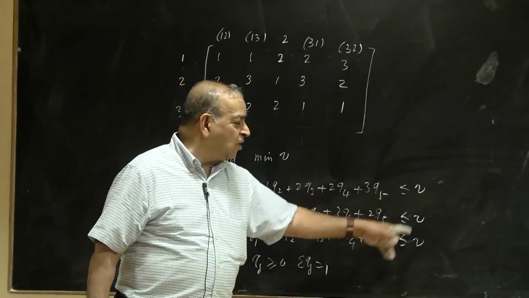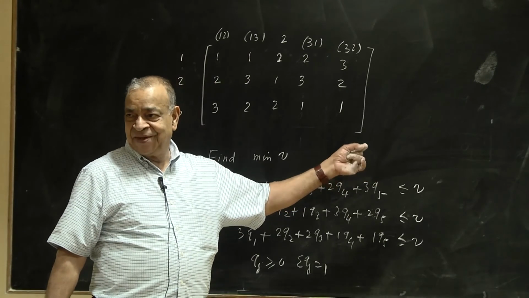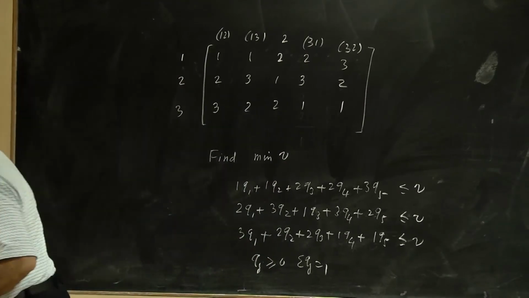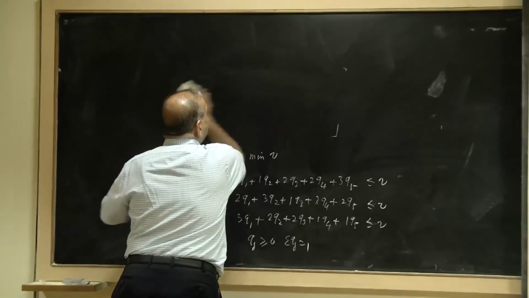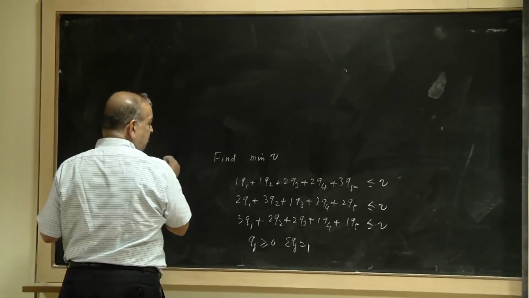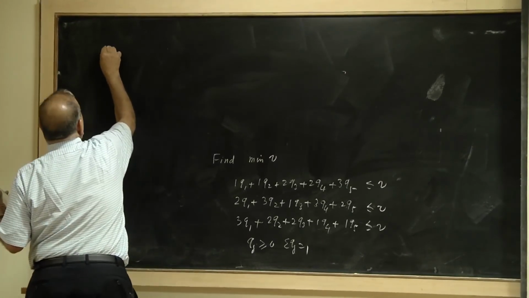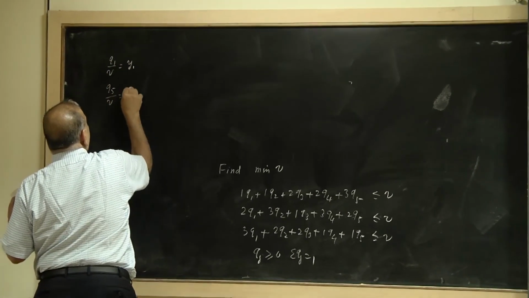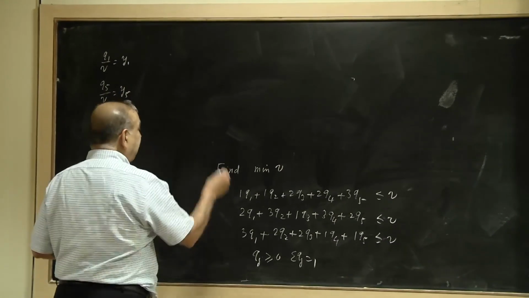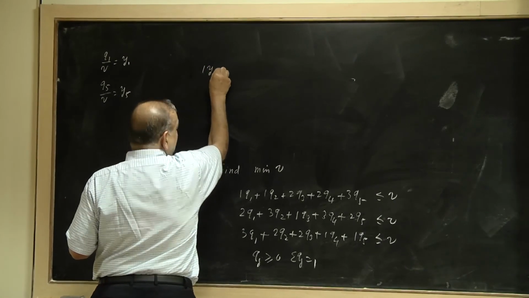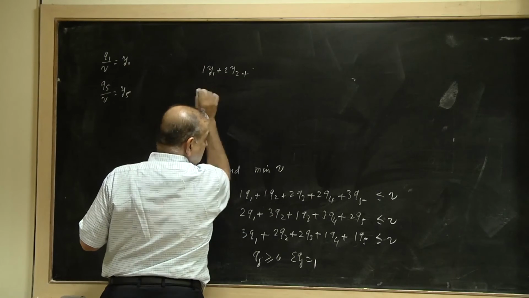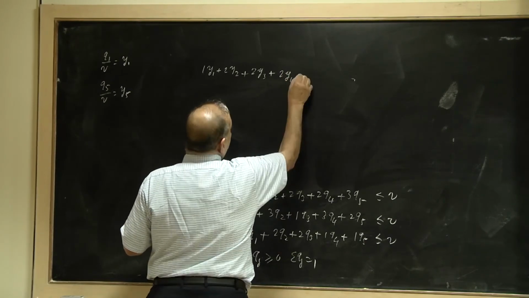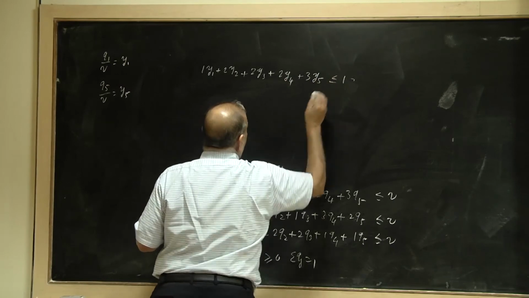So we can divide by V and write these with one variable less. When I divide by V, we lose one variable. Agree? So I am going to rewrite it. Let us call Q1 over V as Y1, Q5 over V as Y5. Okay? So I get 1 Y1 plus 2 Y2 plus 2 Y3 plus 2 Y4 plus 3 Y5 is less than or equal to 1.